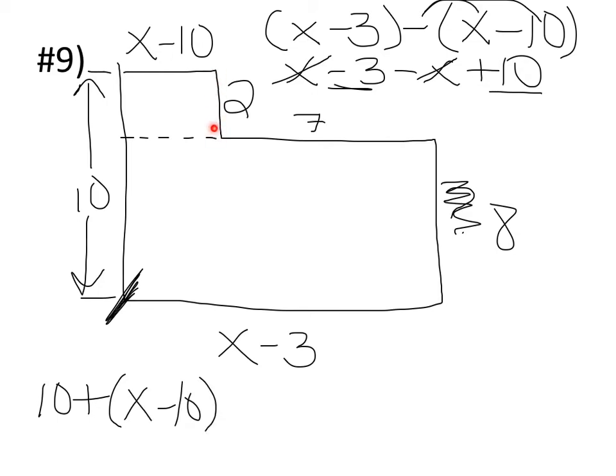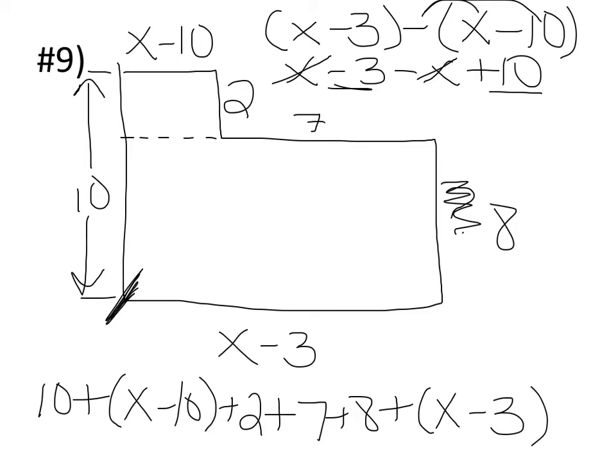Plus 2 plus 7 plus 8 plus x minus 3. And then just to verify that you got them all, count how many sides you've got. 1, 2, 3, 4, 5, 6. Okay, I got them all.